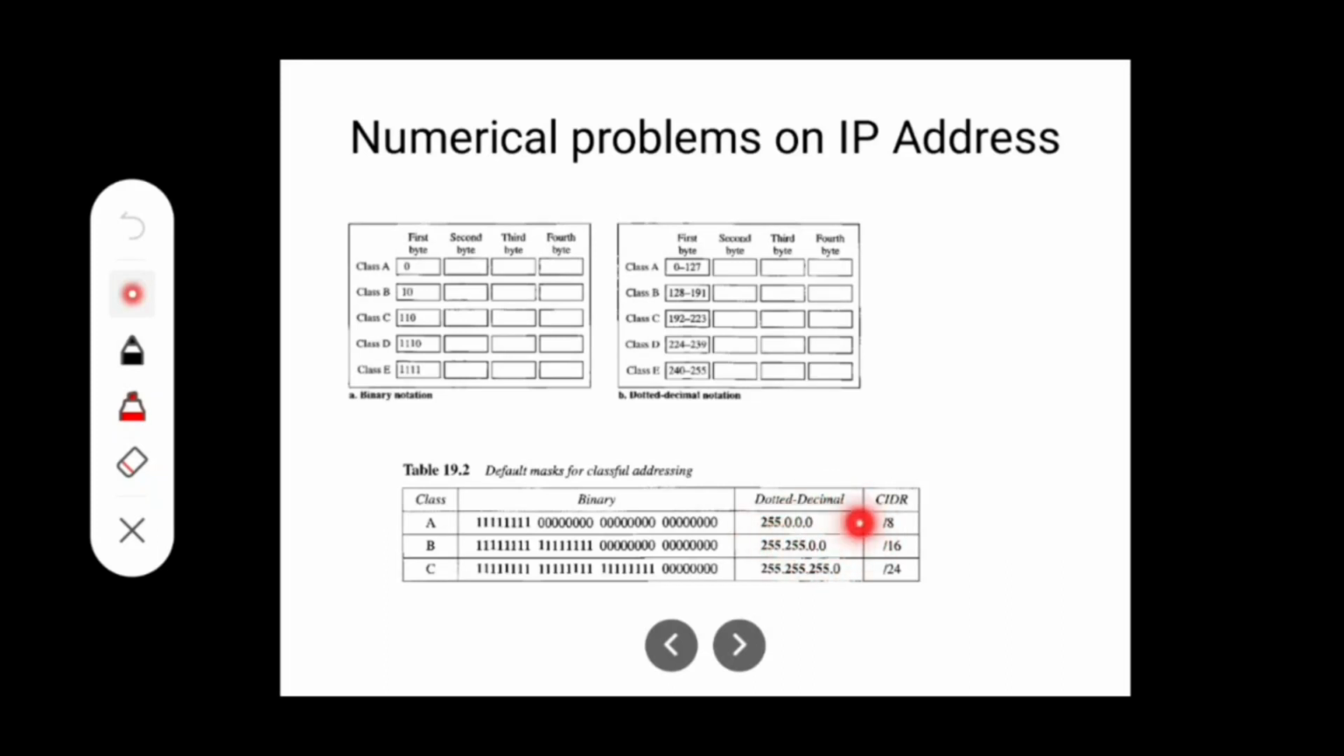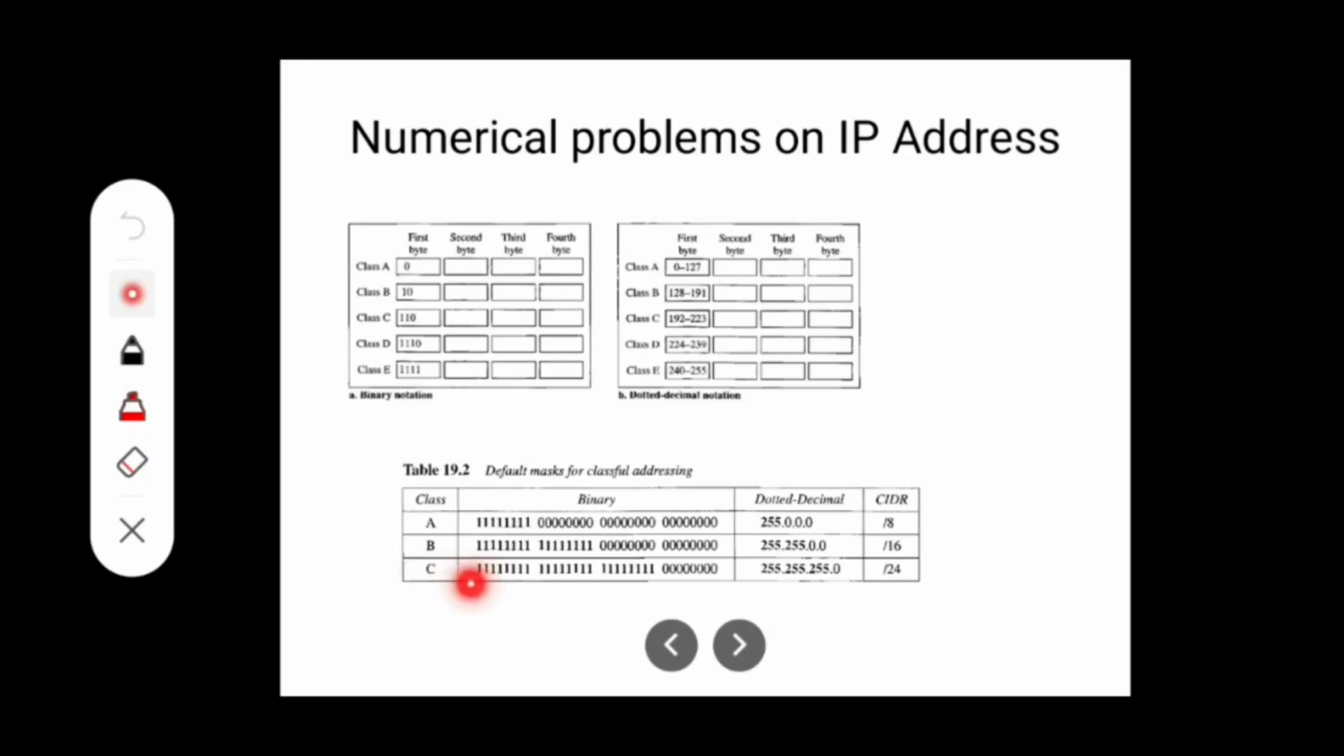So that will be the host ID, and the first byte will be the network ID. Now in class B, the default mask is 255.255.0.0, which means the first two bytes represent the network ID. A byte means 8 bits, so the first 8 bits and the second 8 bits, the first 2 bytes, will represent the network ID, and the remaining 2 bytes will represent the host ID. So the default mask will be like this.